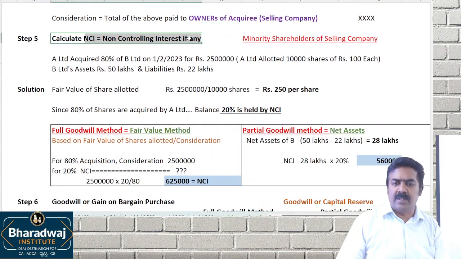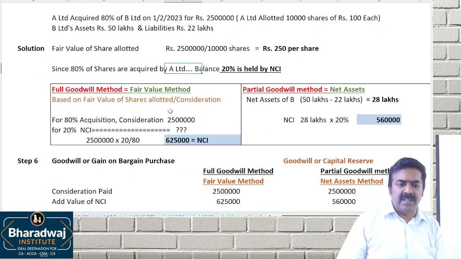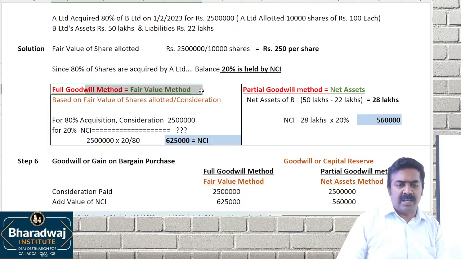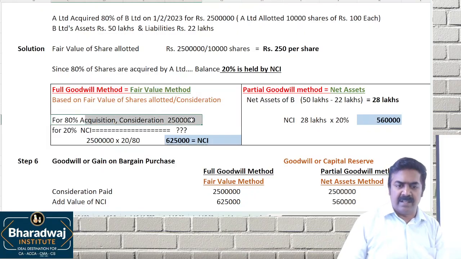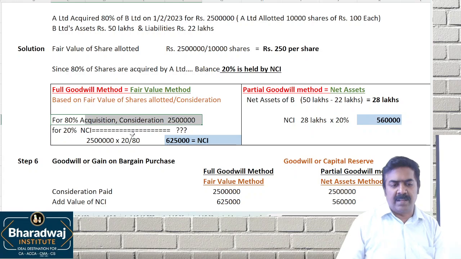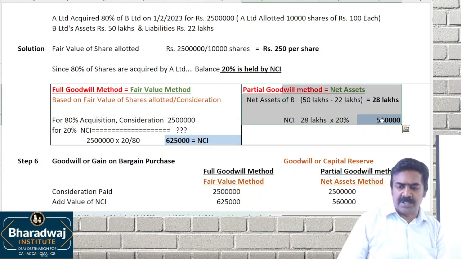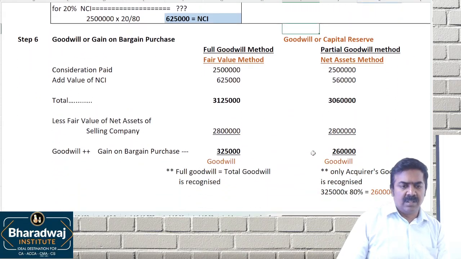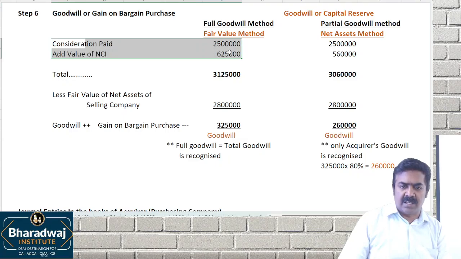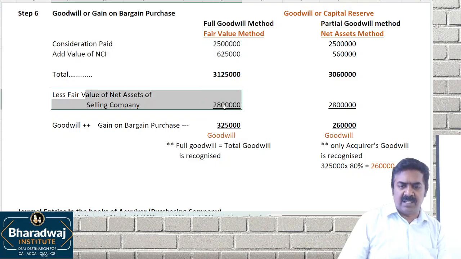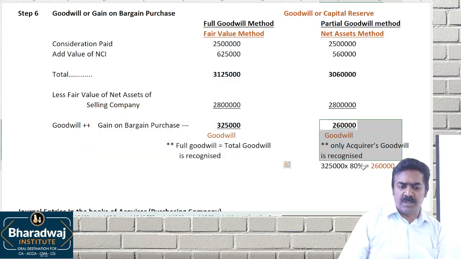Find out non-controlling interest if there is any. Minority shareholders in which company? Selling company. We had seen there are 2 methods. Based on fair value. What do you mean by fair value? Based on the consideration paid. If consideration is, for example, 80%, then 20% how much, like that we work out. It can be a partial goodwill method we can work out. We work out goodwill or gain on bargain purchase based on consideration and NCI minus the fair value of assets of selling company. It will give us goodwill or gain on which one?